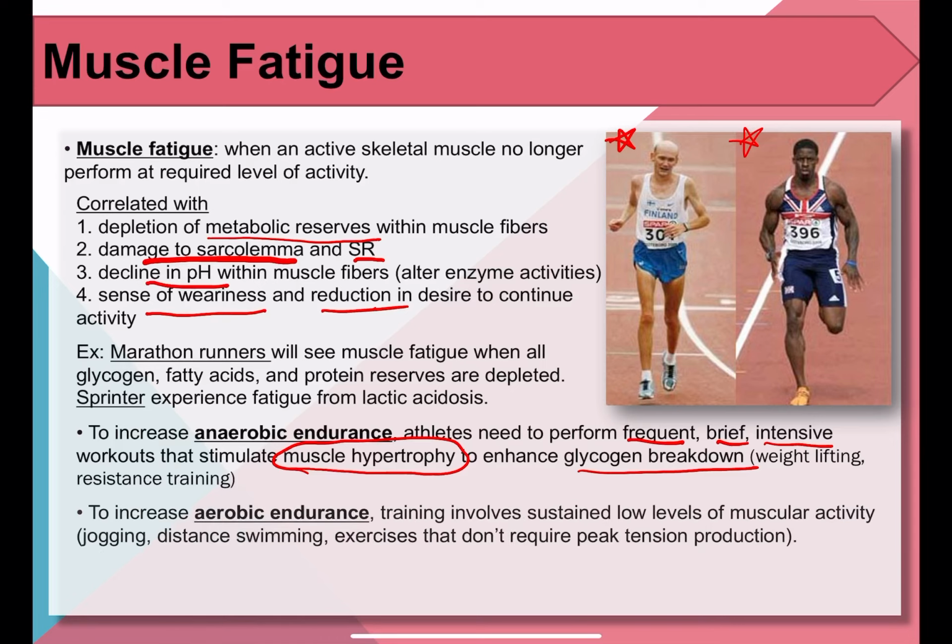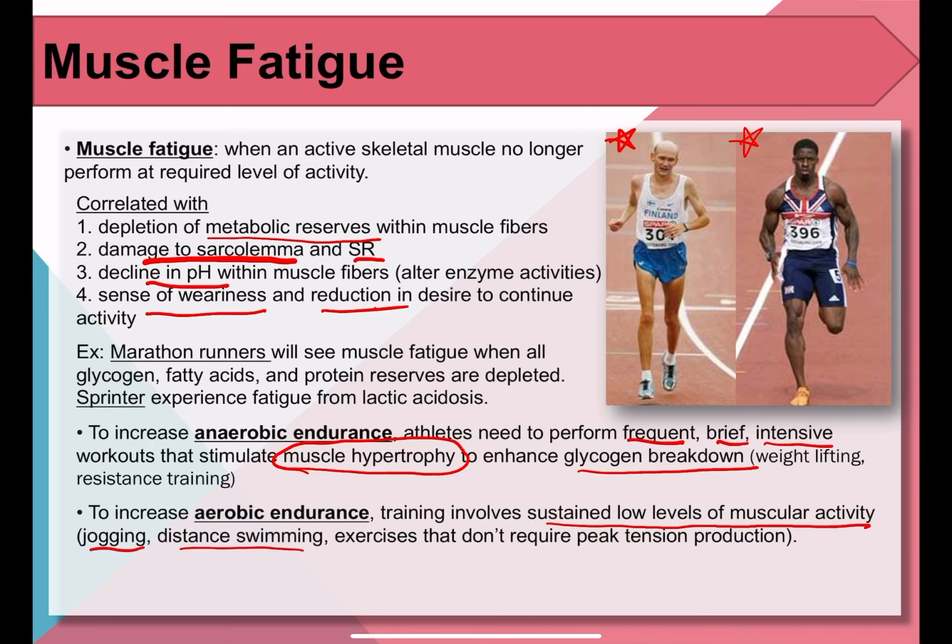Now, to increase aerobic endurance, training would involve sustained low levels of muscular activity, such as long distance jogging, long distance swimming, exercise that doesn't require that peak tension production, but you're training your cells to keep doing that long haul of making ATP. So your cells will start having more mitochondria to help you supply that constant mid-range demand of ATP.